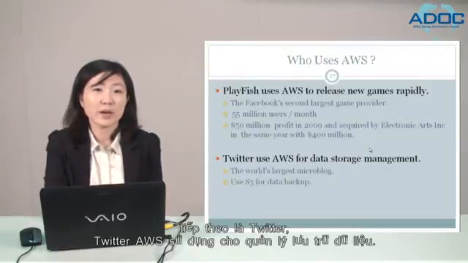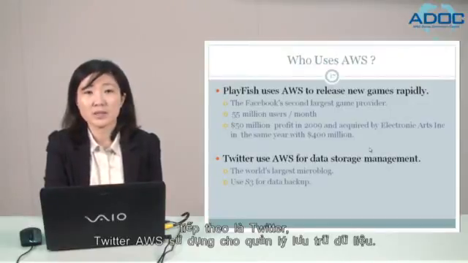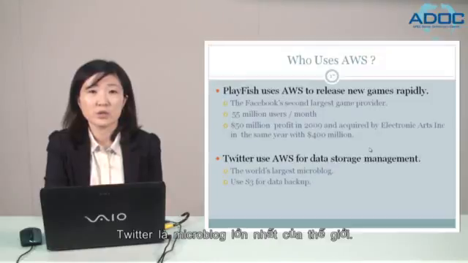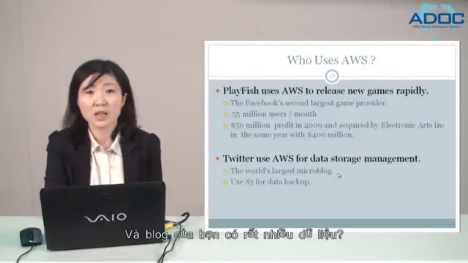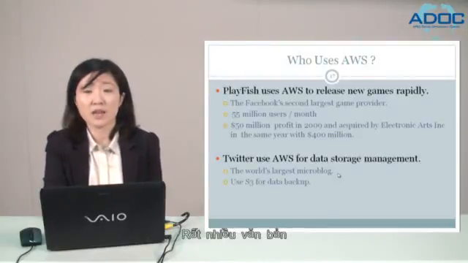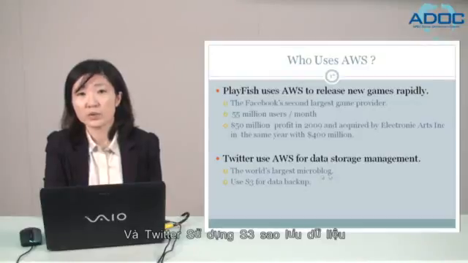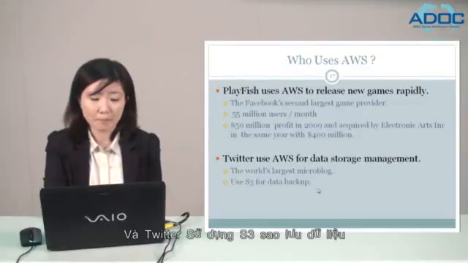The next one is Twitter. Twitter uses AWS for data storage management. And what's Twitter? Twitter is the world's largest microblog. And with blogs, you have a lot of data, right? A lot of text. And Twitter uses S3 for data backup.